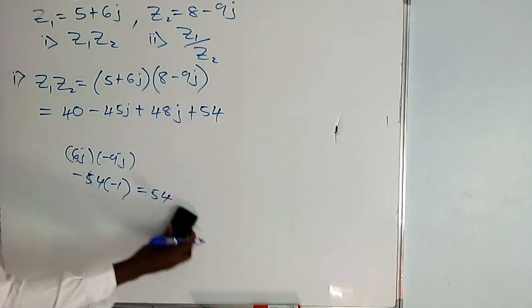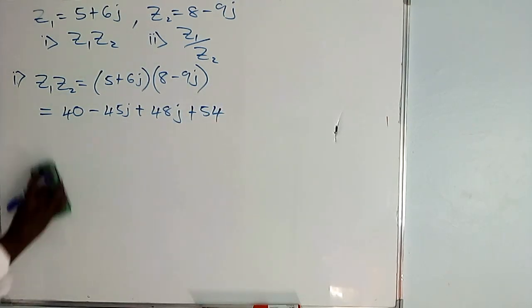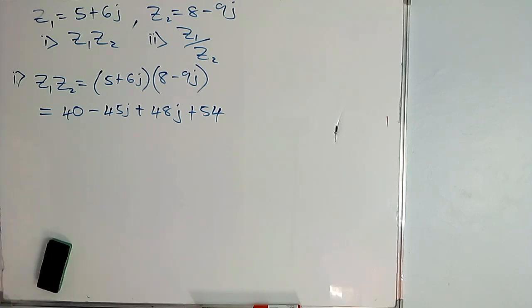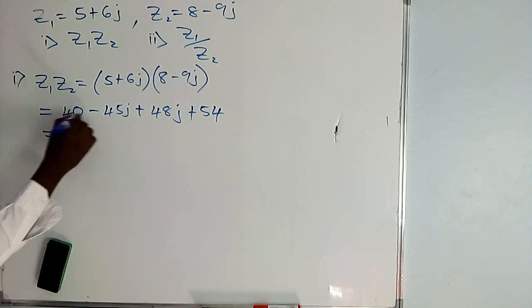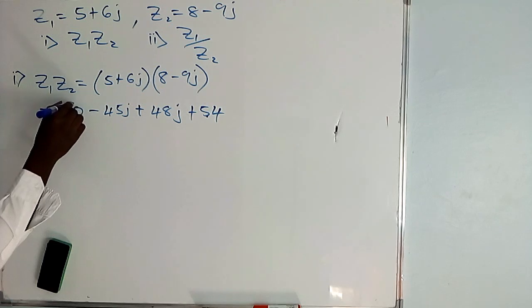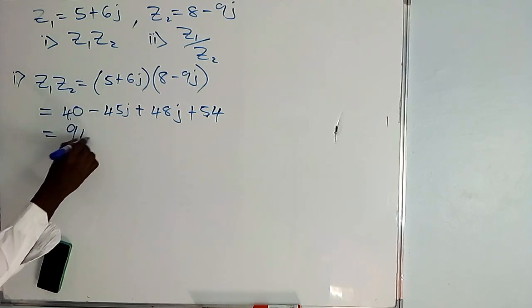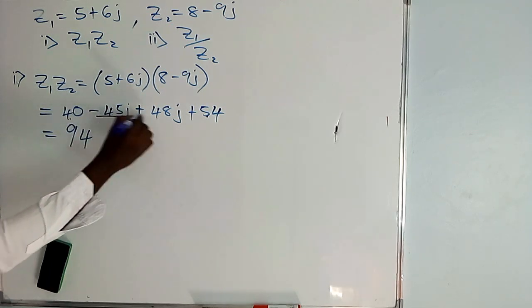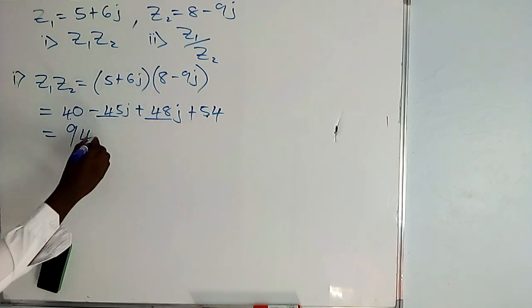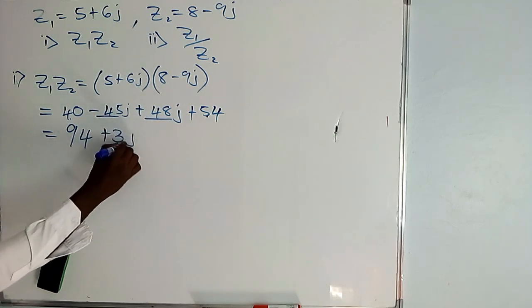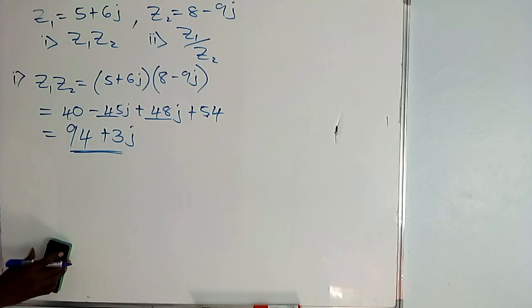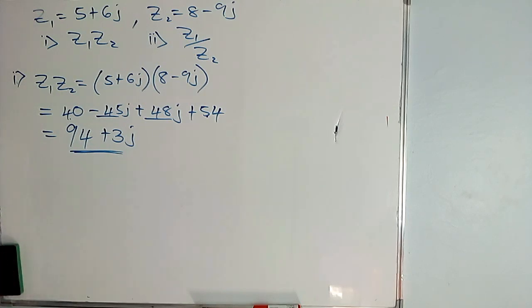So the next thing you do is to collect the real terms and the imaginary terms on their own, isn't it? Yes. So the real term is 40 plus 54. You get 94. You're done with the real terms. Imaginary terms, negative 45 and positive 48. You get positive 3, then times your j, isn't it? So the final answer there is 94 plus 3j.